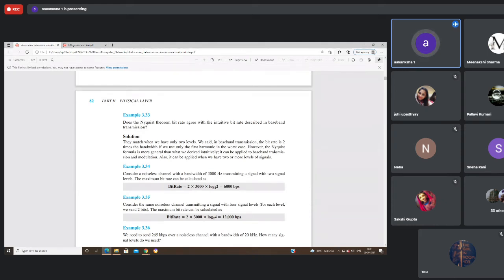It can be applied to baseband transmission and modulation. We'll discuss it later, when we discuss the transmission medium.